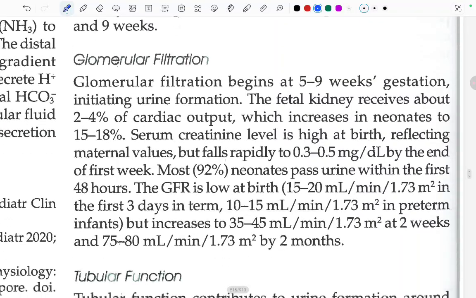Now coming to glomerular filtration. Glomerular filtration begins at 5 to 9 weeks of gestation, initiating urine formation. The fetal kidney receives about 2 to 4% of the cardiac output, which increases in the neonate to 15 to 80%.